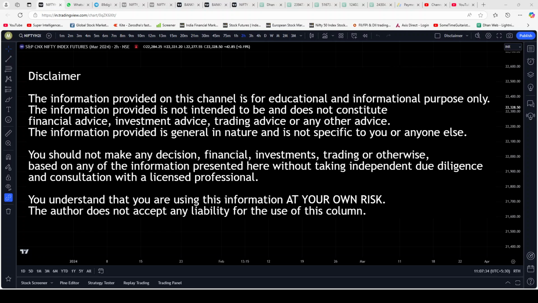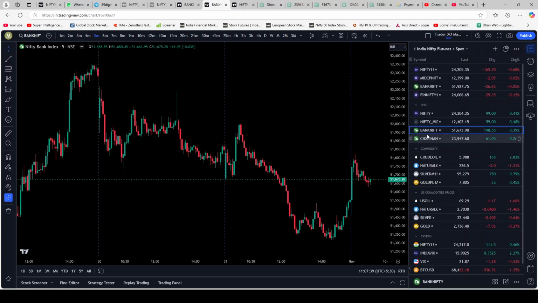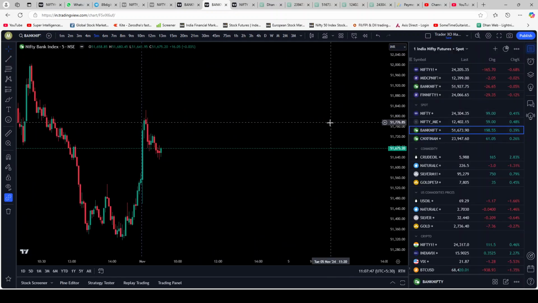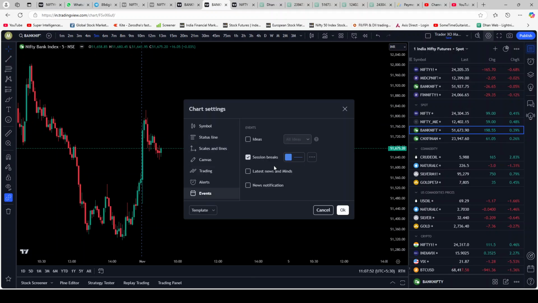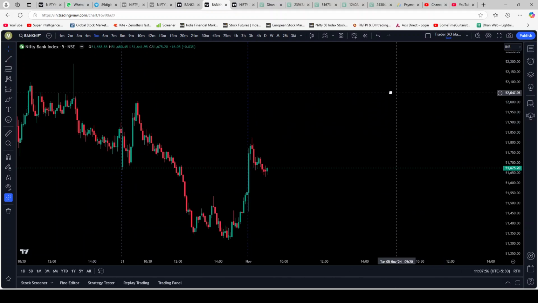We'll straight away go on to the setup. I've got a Bank Nifty 5-minute chart. It's a spot chart, so this is the Bank Nifty spot. No indicators are currently in use. The only thing that is working currently is session break, which is separating the days. It's just a marker which shows that one day has ended and the next day has begun.